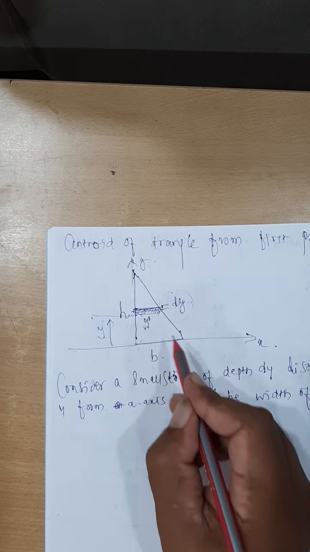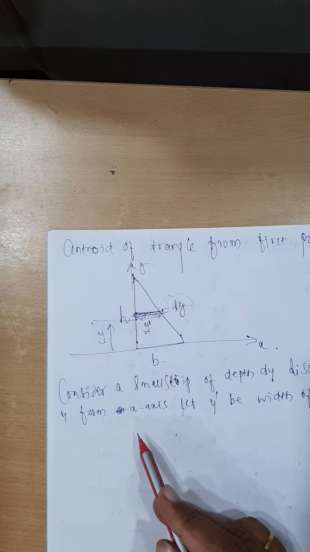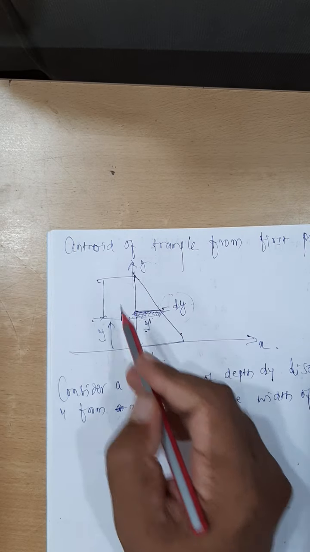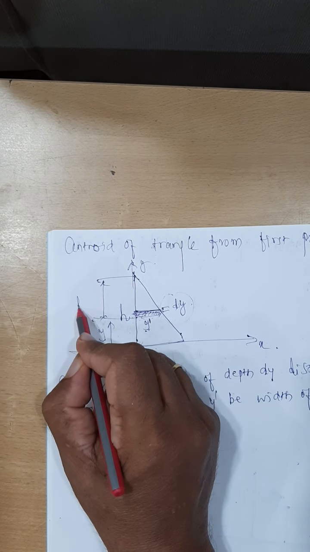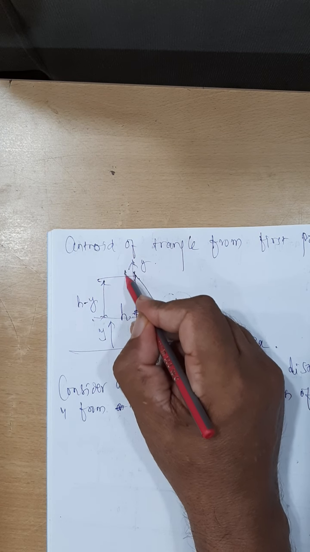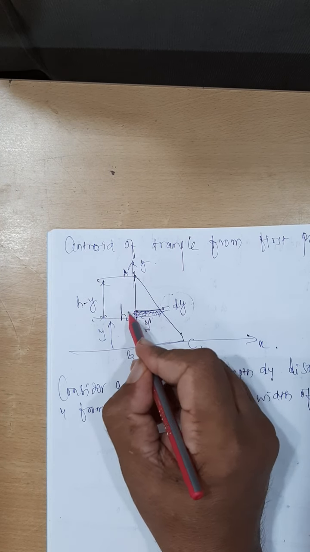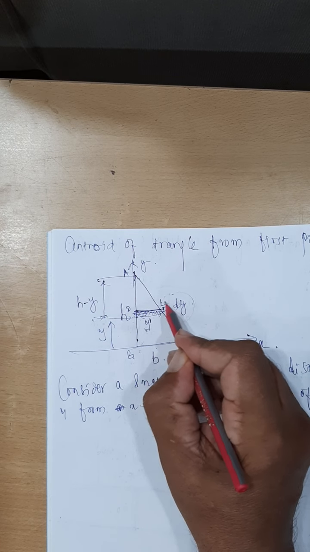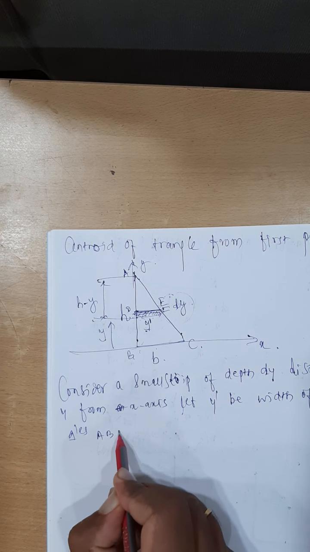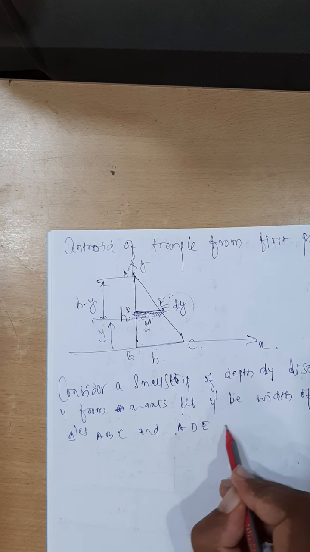First you calculate the value of y dash. How can you calculate the value of y dash? See this similar triangle. What will be this distance then? Total is h, therefore this distance will become h minus y. See here, the triangles A, B, C and A, D, E are similar triangles.